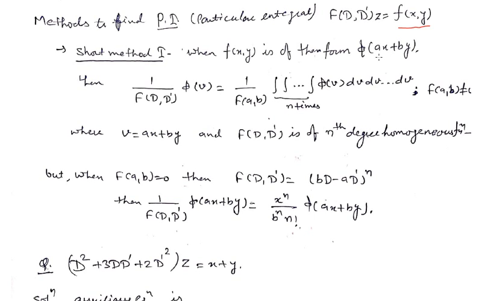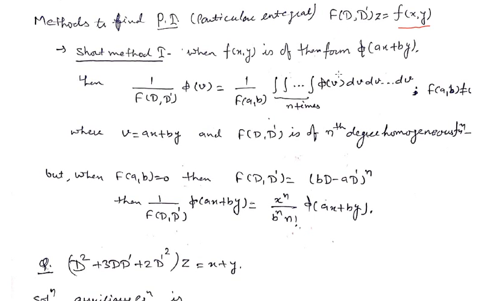So if the right hand part is in this form, we can write the particular integral as 1 upon f(D, D') phi of v, where v is ax plus by. Its particular integral will be 1 upon f(a, b). Just replace D with a and D' with b, and integrate phi of v n times with respect to v, n being the order of the given homogeneous differential equation. So whichever is the order, integrate phi of v that number of times.